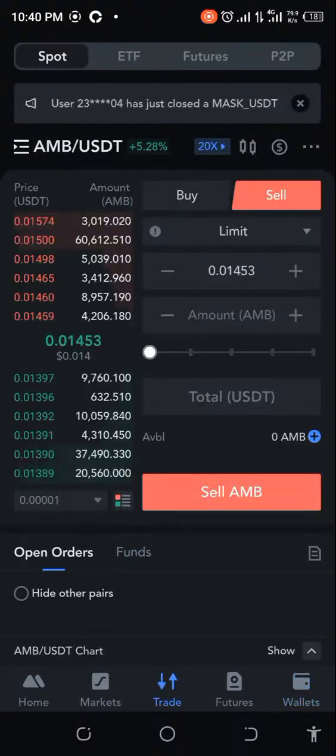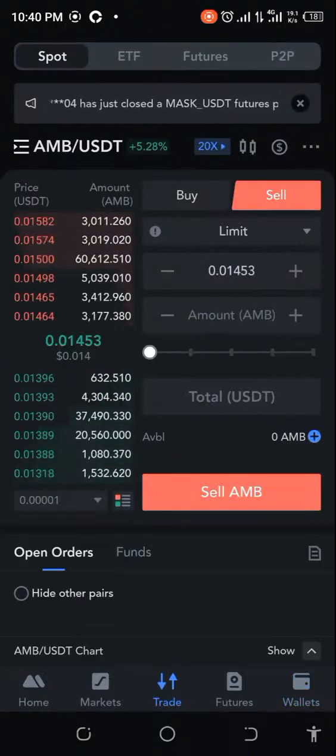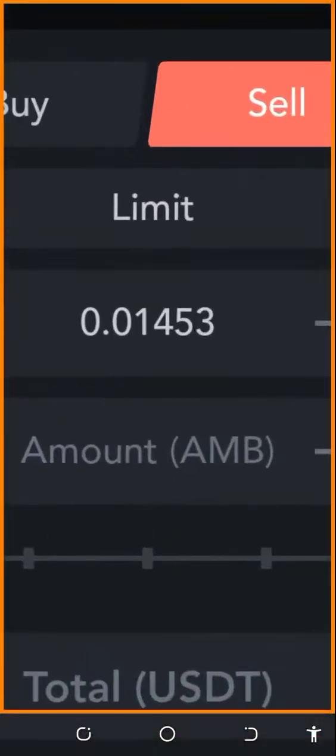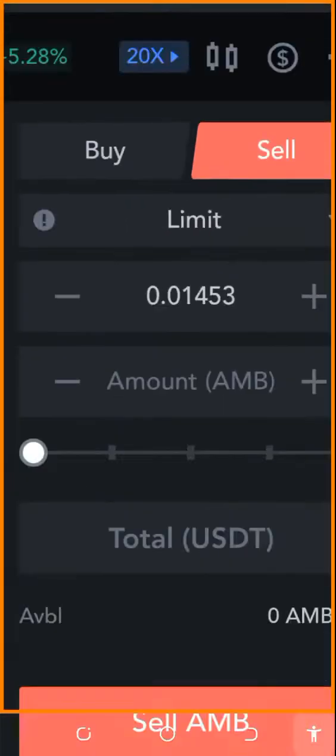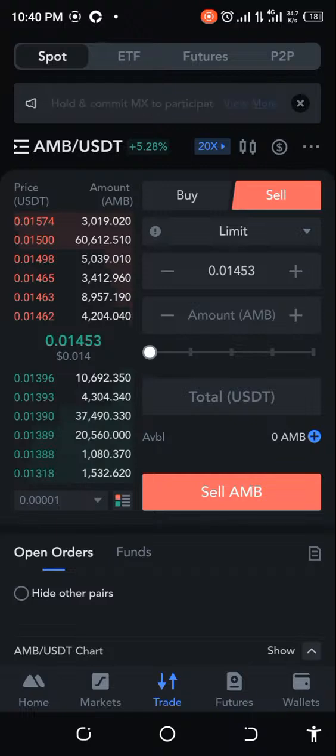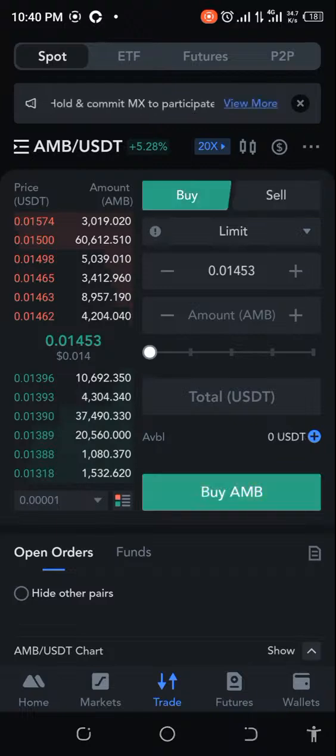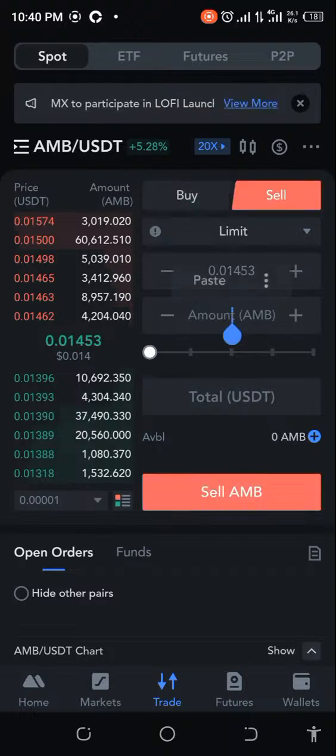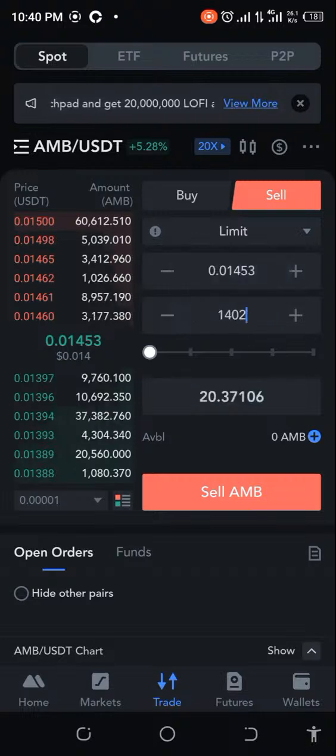So I'm already here in AMB USDT. You can see the price is 14.53. That's 0.01453. So let's just refresh that and sell and see how much we'll get. Okay, 37 cents. Wow, that is definitely in the range of what?